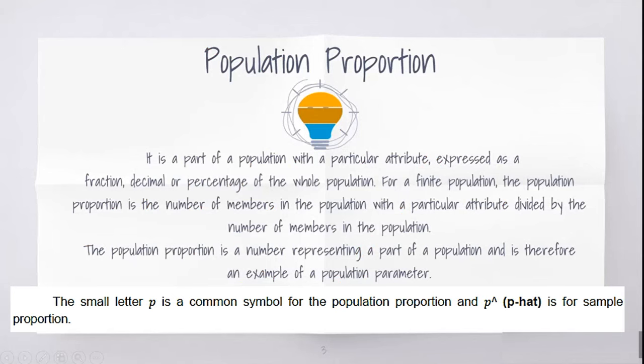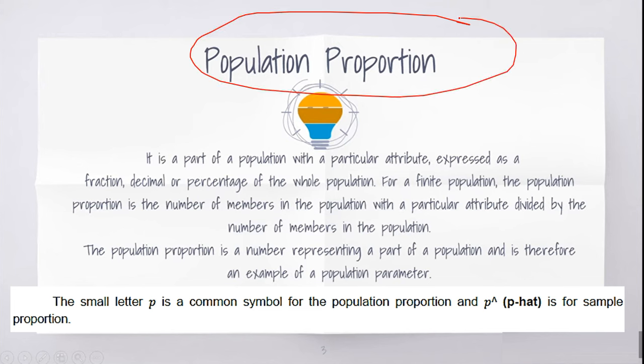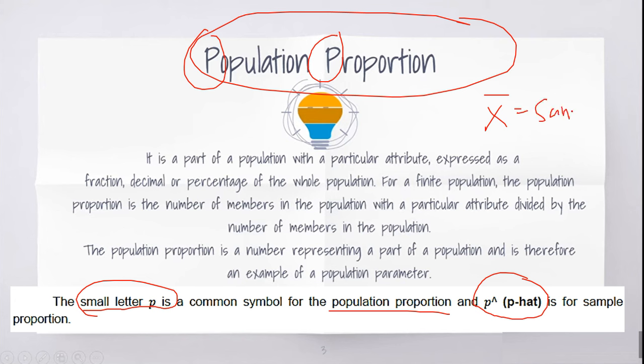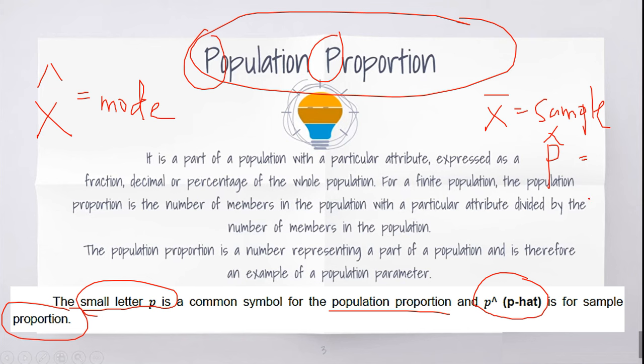Let's move on to the main lesson, population proportion. So, kung makikita niyo yung first letter niya is P. So, we're going to use the small letter p here. As you can see in the slide, letter p is a common symbol for population proportion, and p hat is for the sample. Kung meron tayong X bar for the sample mean, meron naman tayong p hat for the sample proportion. Okay? Pero pag x hat ang tawag dyan is mode. Pero syempre, p hat is sample proportion.